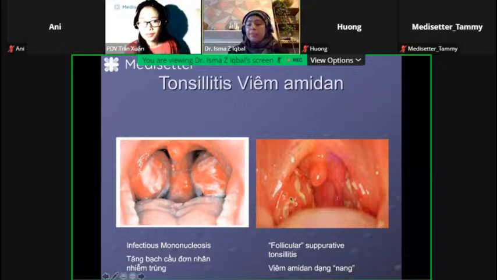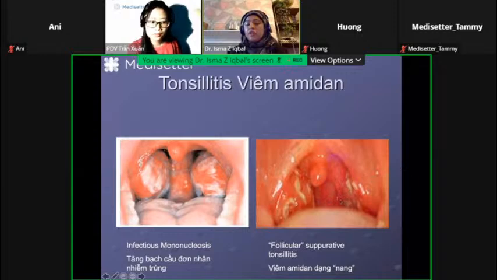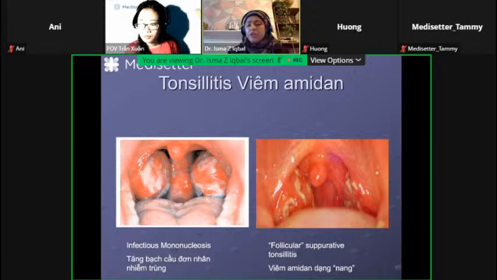On the right, you can see bacterial tonsillitis. So the patient will present with temperature, difficulty eating and drinking, but they tend not to have any neck swelling or lymphadenopathy.